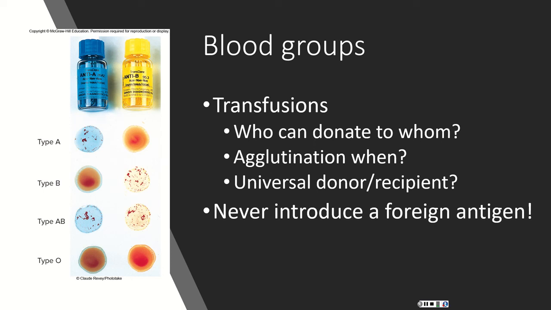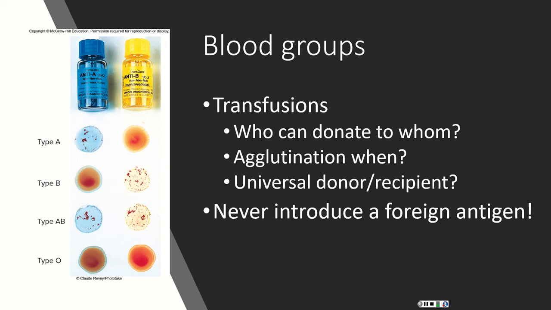AB positive can only donate to AB positive because they have A and B and Rh factor. So they can only donate to someone who has A and B and Rh. So that leaves them only able to donate to AB positive. But AB positive can receive from any blood type. You wouldn't be introducing anything foreign. If you have AB positive blood, you're in luck. You can get whatever blood you want.